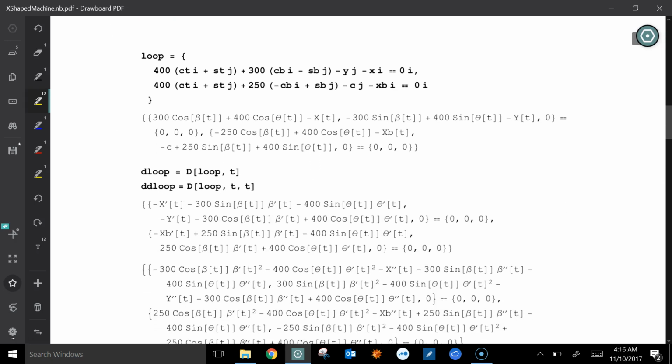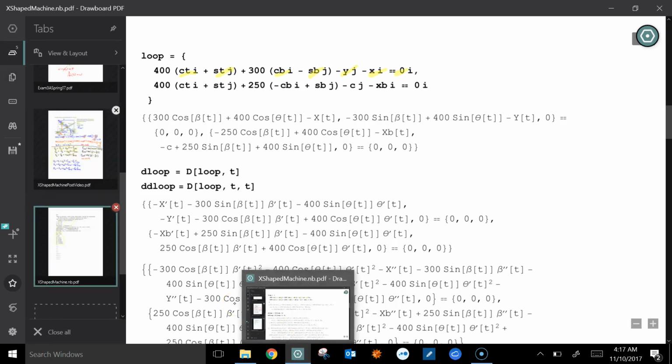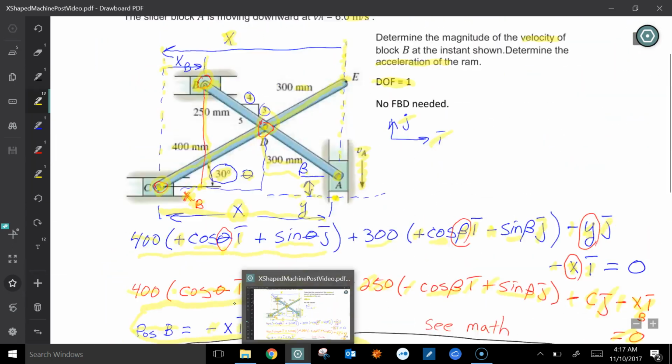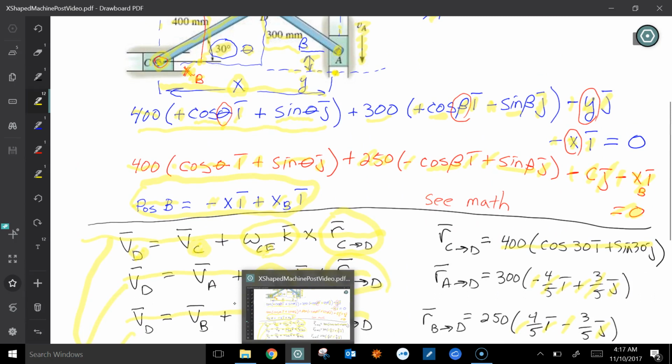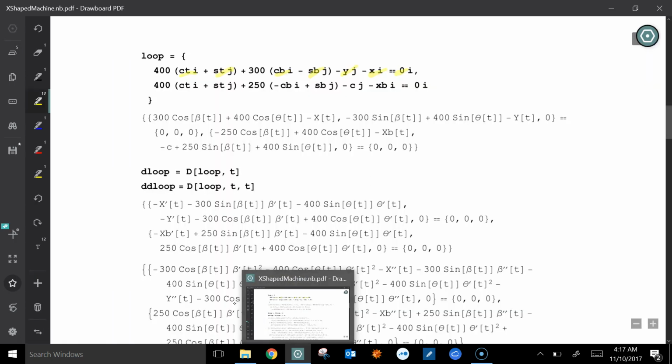Then here comes your loop equation. So here's the two loop equations that I had. So here's the first one. So it's 400 cosine theta i plus sine theta j. So I think these are fairly self-explanatory. But that's the loop equation that comes off of this one here. So loop equations right there. So this blue loop equation is the first one. The red loop equation is the second one. And so let's go back to the Mathematica. So this is the first loop equation. Here's the second loop equation.